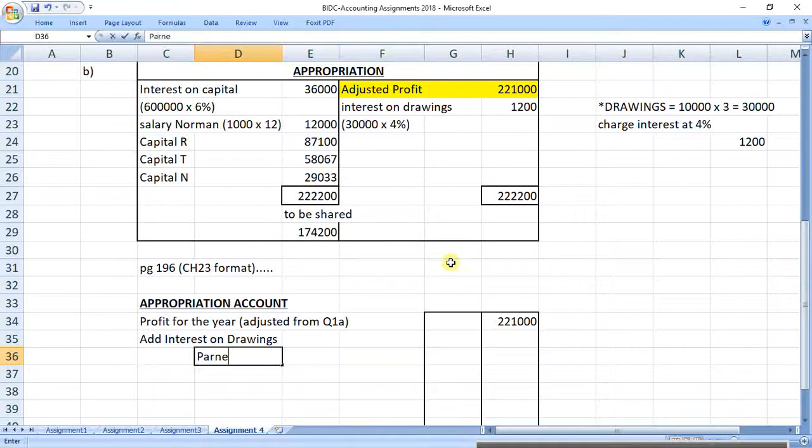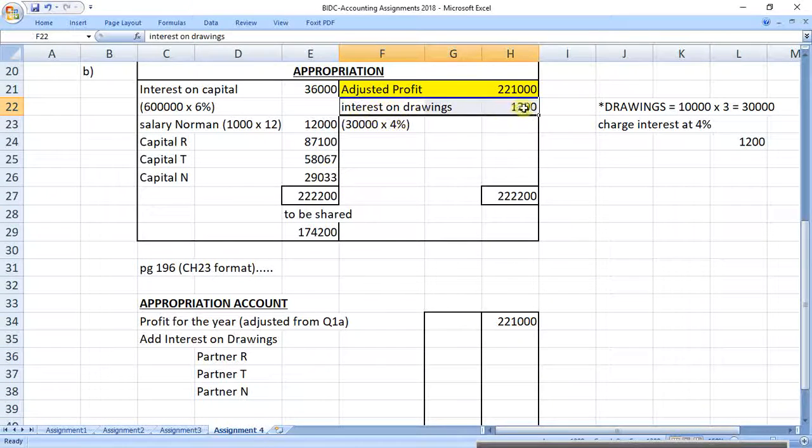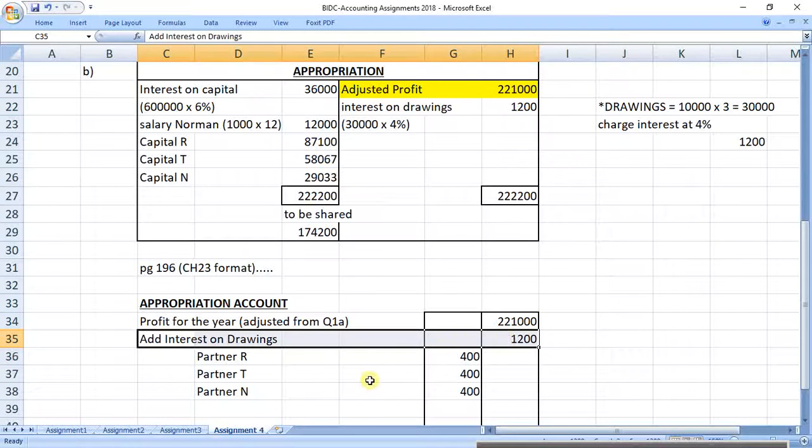You're going to write down partner R. Write in their names. What are their names? Raman. Partner T. Partner N. So if it's interest on drawings, it was three of them. Divide that by 3, it'll be 400, 400, 400. So they want the disclosure like this. 400, 400, 400. The total, 1,200. Like that. The total is the total.